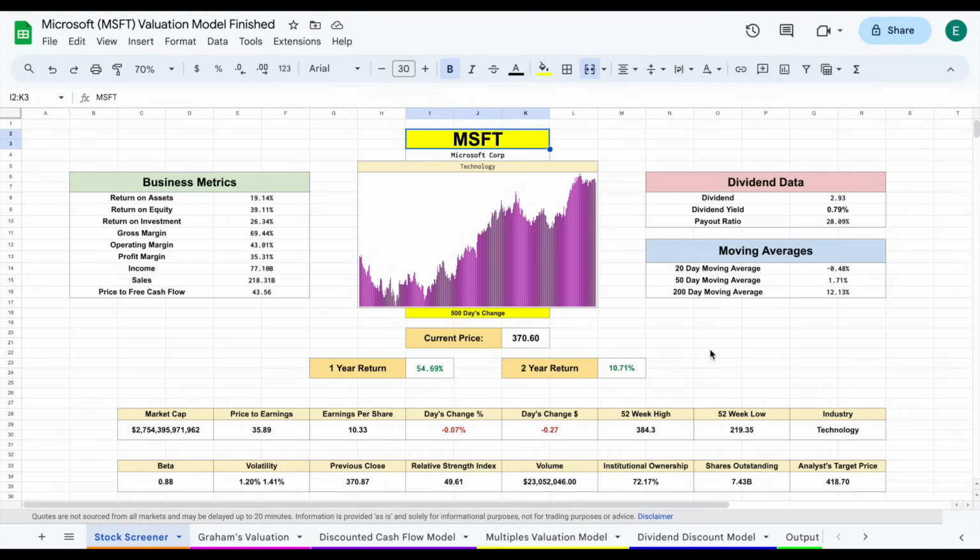But let's go ahead and jump into this tutorial on how to use this spreadsheet and how to value a stock. Now up here, we're looking at our stock screener tab. You can see we have a lot of important metrics here, and you can adjust what you're looking at depending on the stock ticker you plug in right here. So for example, if we wanted to look at Apple, we could plug in AAPL, hit enter, and you can see all of this data will automatically load in.